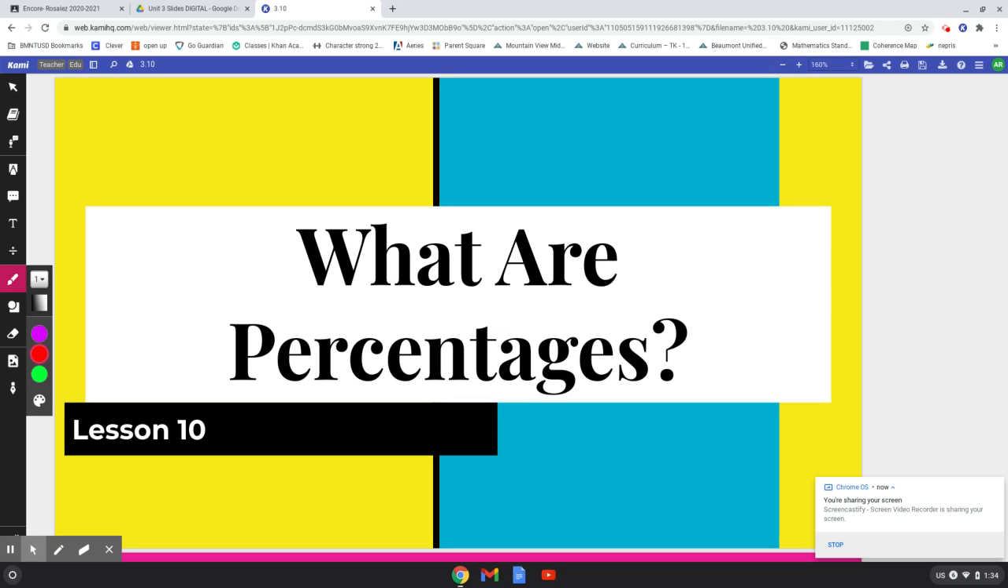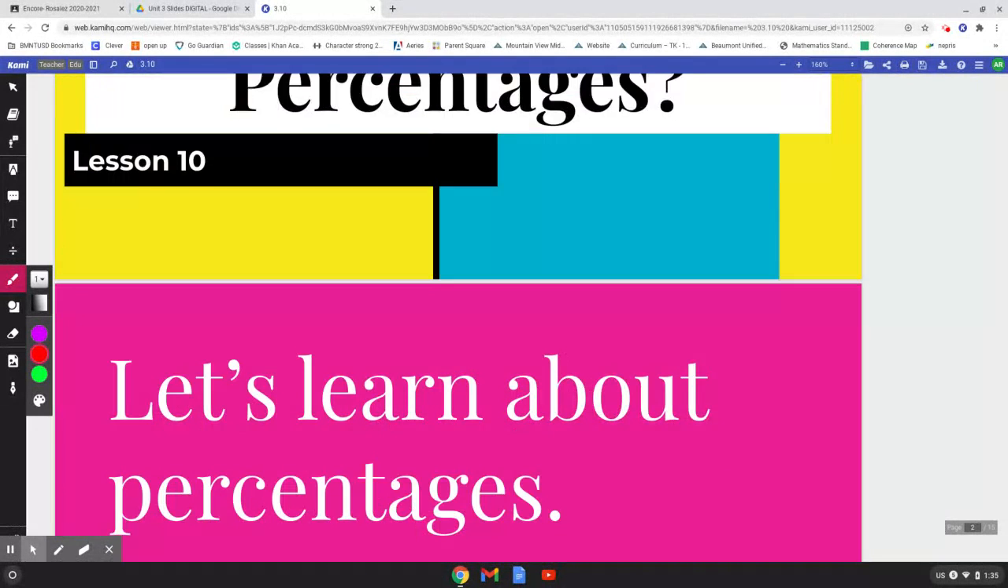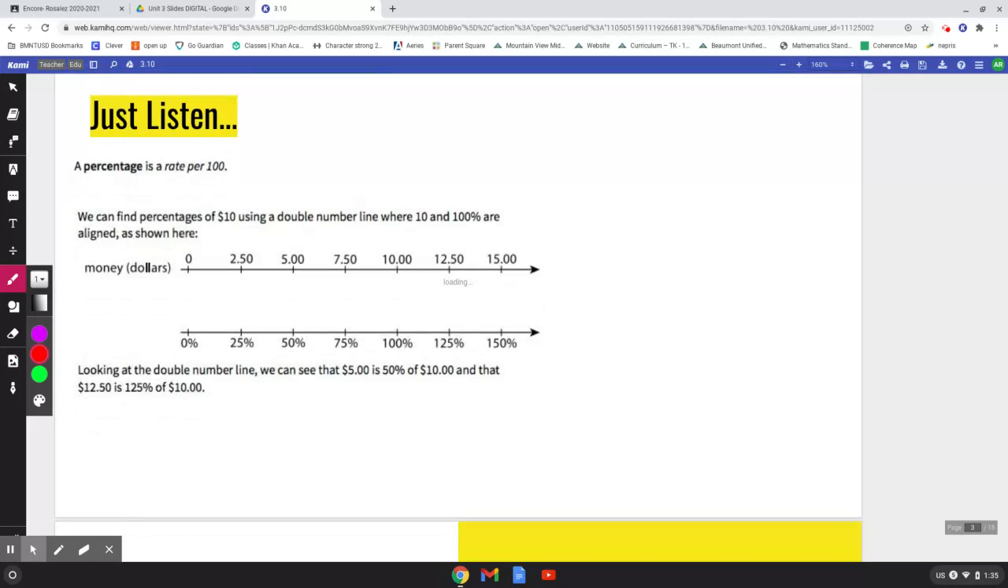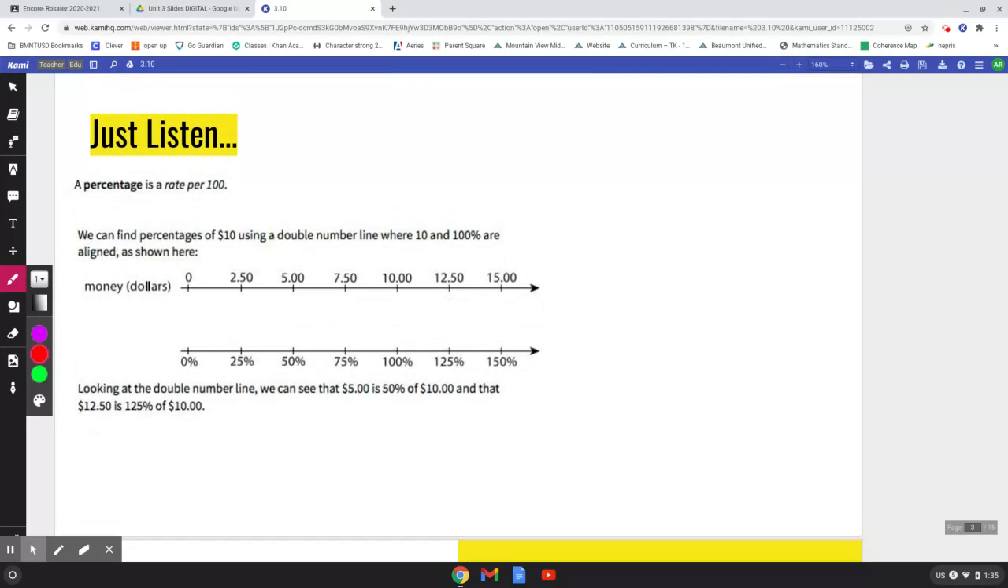All right, so we're going to start this out with percentages. So this is lesson 10. We're going to kind of switch gears to where we're talking about percents, and that will be the second half of unit 3. So we will learn about percentages. So a percentage is a rate per 100. So remember, per means each 100, right?